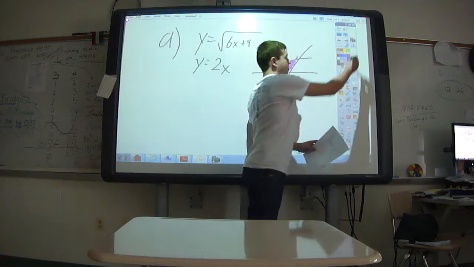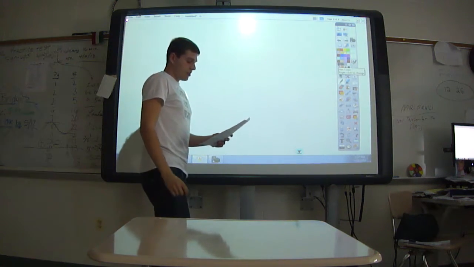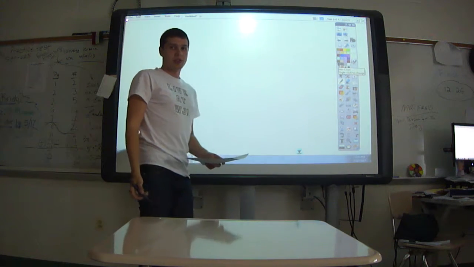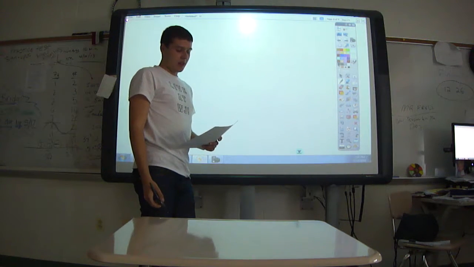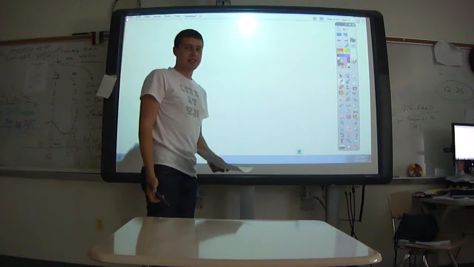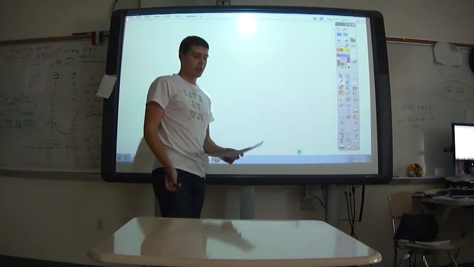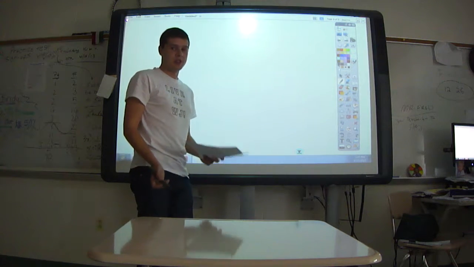So now moving on. You have to integrate to find area, and in order to integrate you have to find the limits that you're using for the integral. To find the two limits, you have to set both of the curves that you're going to be using to find the area equal to each other. So being that the two curves are the square root of 6x plus 4 and 2x, you set those two equal to each other.